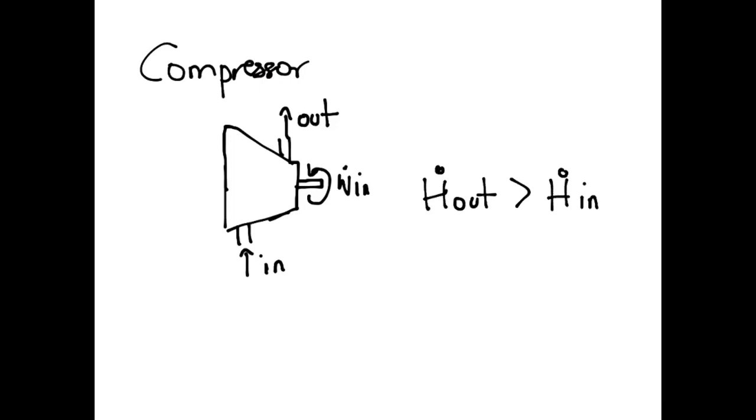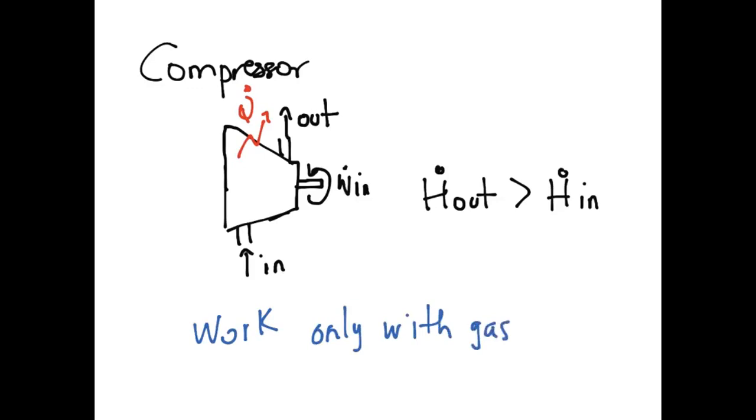And the first law, for instance, well, we can have heat losses from this device as well. And the first law is the same first law that was stated for control volumes in a previous video. It is very important to understand that the compressor works only with gases. No liquids should be in the compressor. In order to increase the pressure of a liquid, we use pumps.